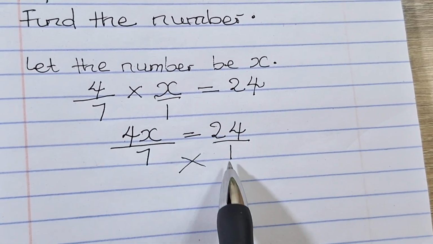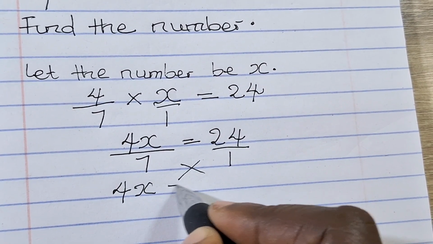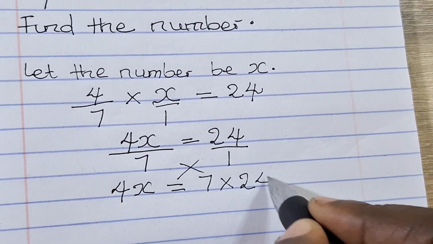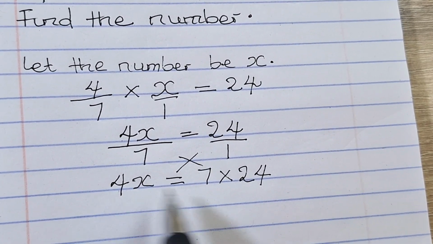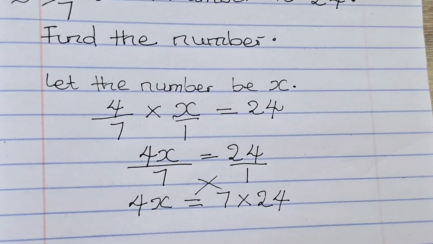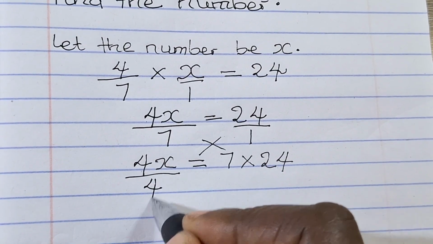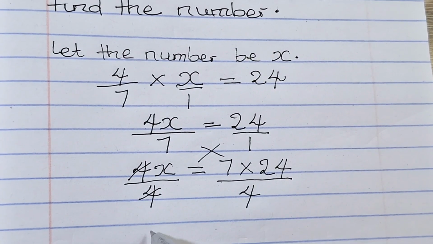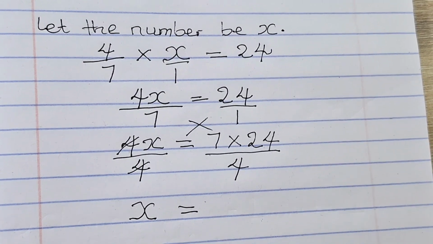So 4x times 1 is 4x. Now, I'm going to leave 7 times 24 without solving it because I know that 4 can cross out 24. So it's easy for me to leave it and cross it out, dividing before I multiply. So this divide by 4, this divide by 4. My 4 cancels my 4. My x is left alone, which is what I aim at.